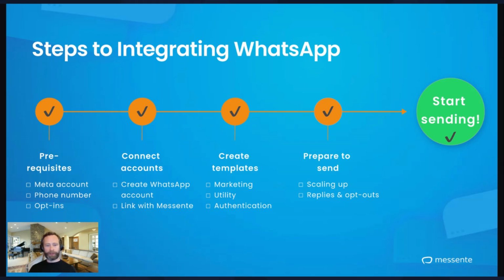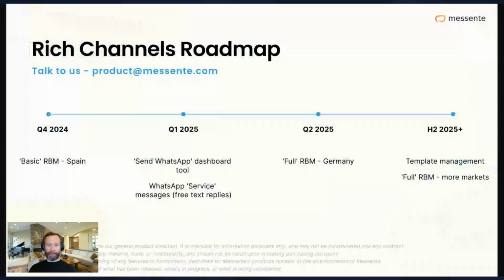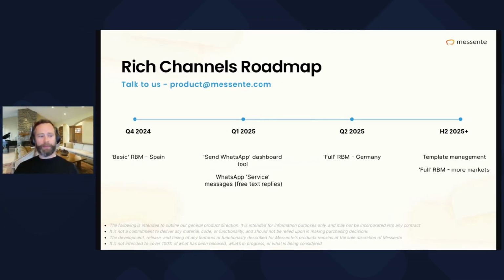Just before we move on to the questions, I did just want to share a little bit about our roadmap with us. So this is a great milestone for us in terms of improving the rich capabilities from Messente, but we don't want to stop here, and there's quite a roadmap of additional features that we're working on. So we've currently got a basic RBM trial going up in Spain. We're looking to expand that to a full RBM trial within a single market, probably Germany next year, and then likely more markets after that. So if you're interested in RBM, particularly in those markets, we'd love to hear from you. Please talk to support or your account manager.